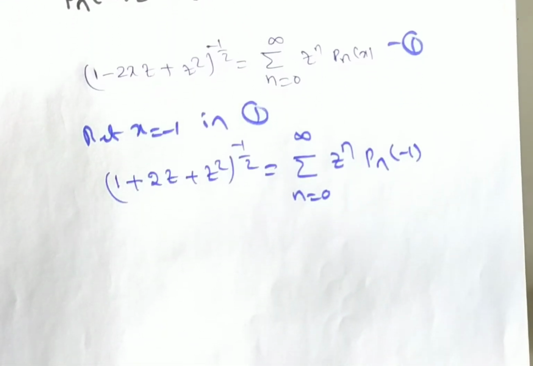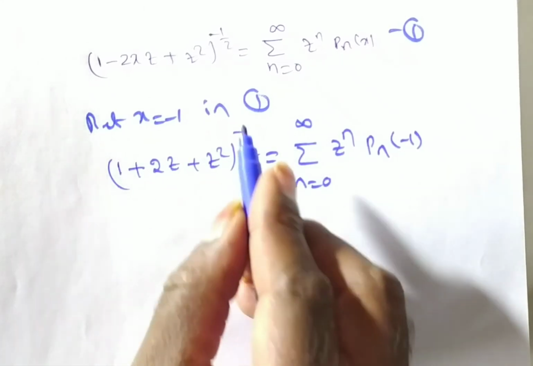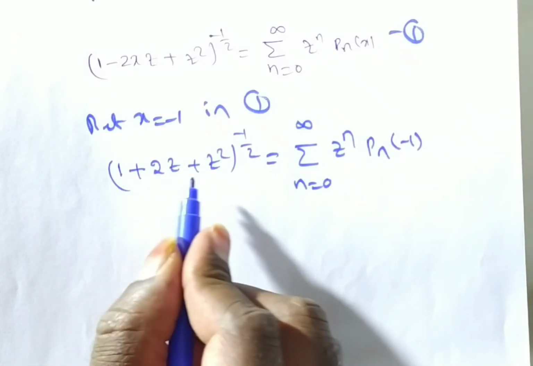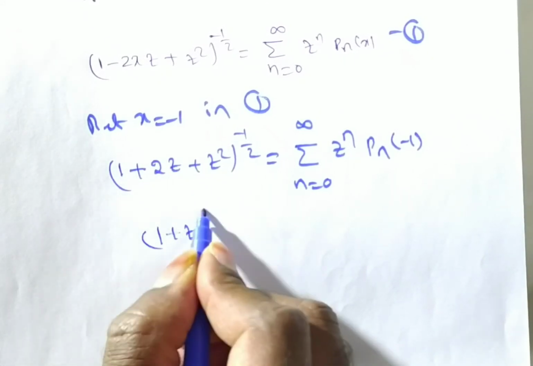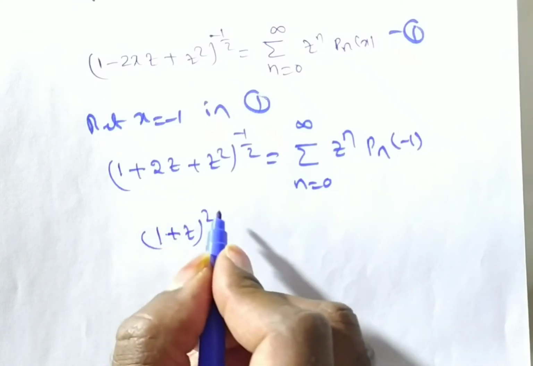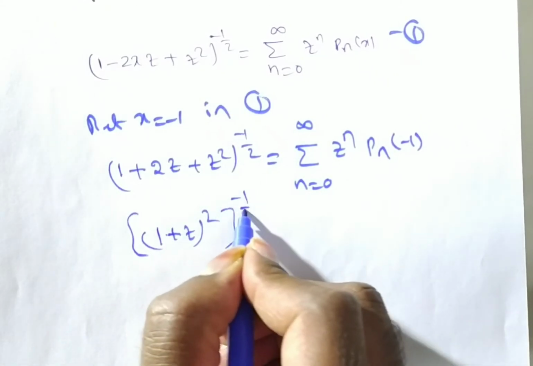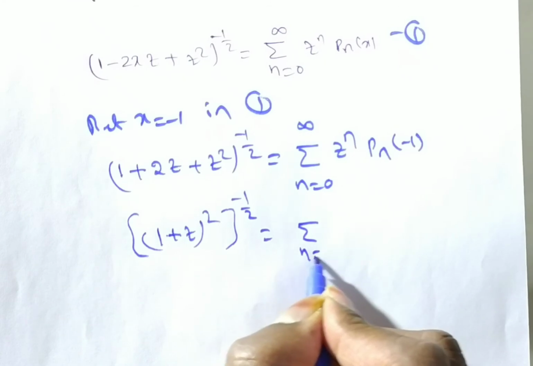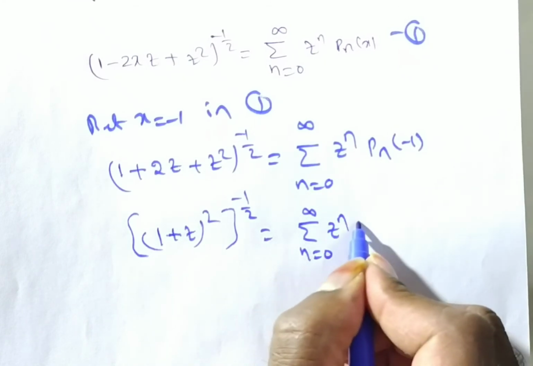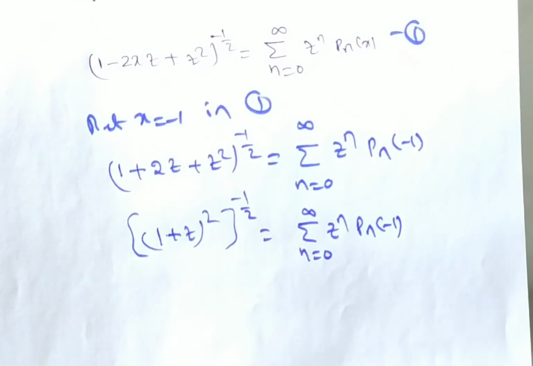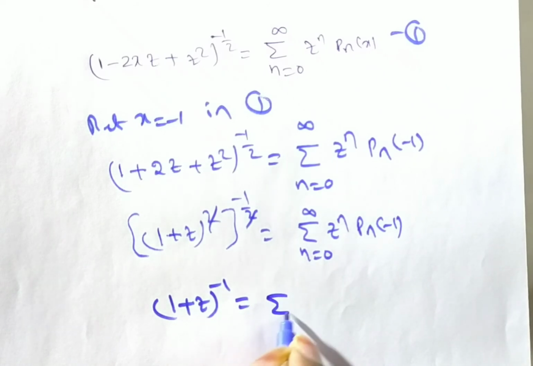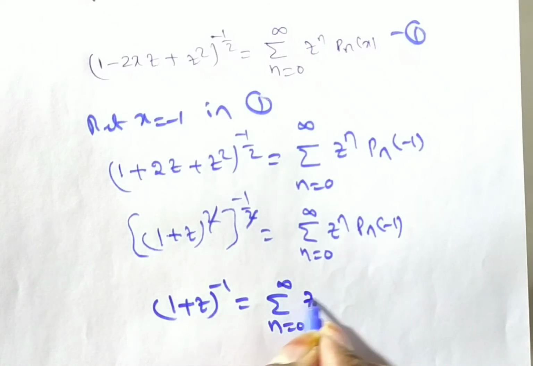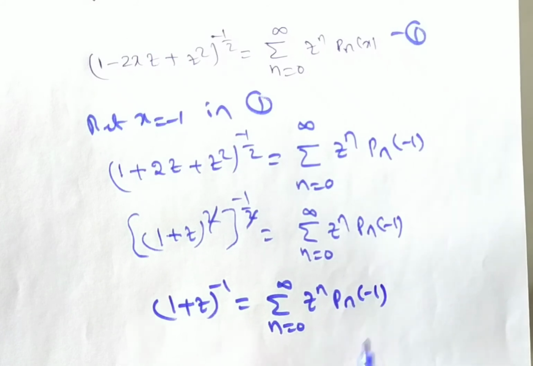Now you have to simplify the left side. This 1 plus 2z plus z square is nothing but the form of 1 plus z whole square, or not? This is the expansion of (1 plus z) whole square, yes. So power minus 1 by 2 is equal to summation n is equal to 0 to infinity z to the power of n into Pn of minus 1. Now this square and root get cancelled, then you will have (1 plus z) whole inverse is equal to summation n is equal to 0 to infinity z to the power of n into Pn of minus 1.